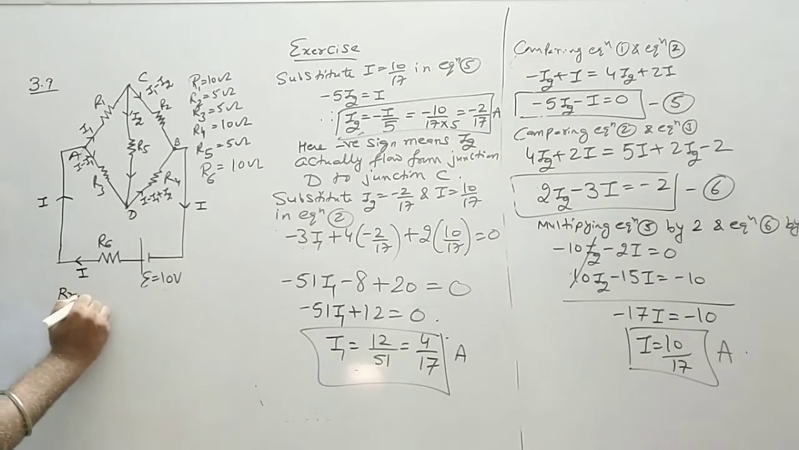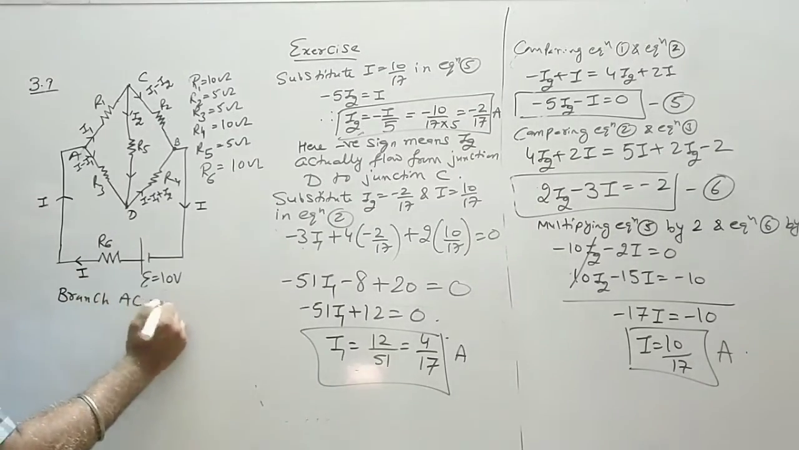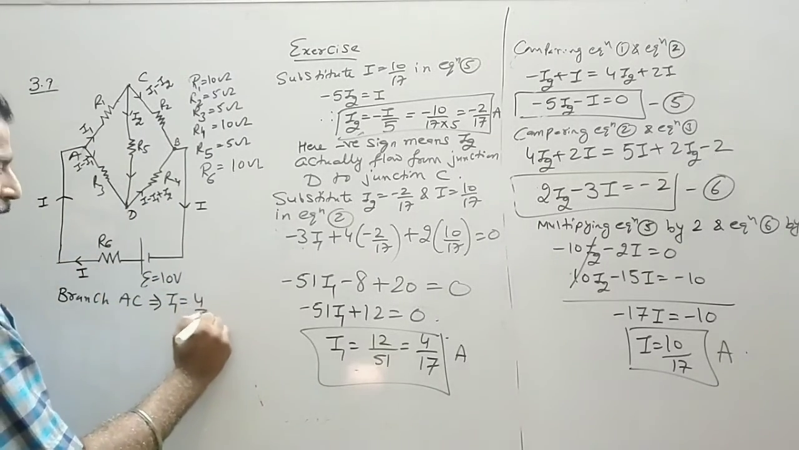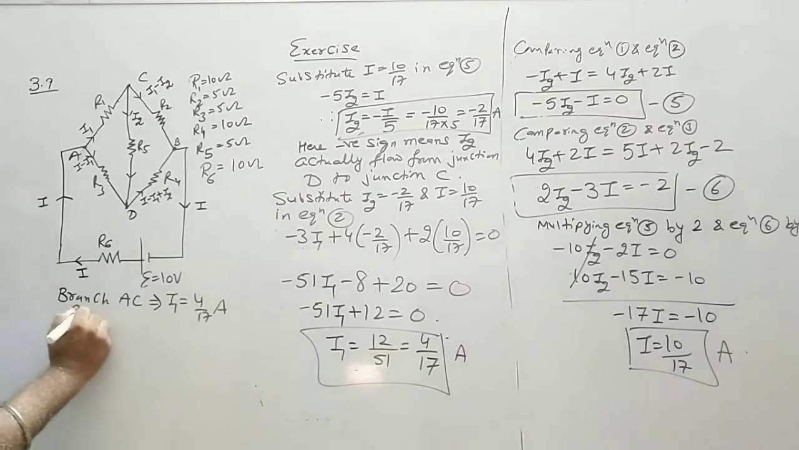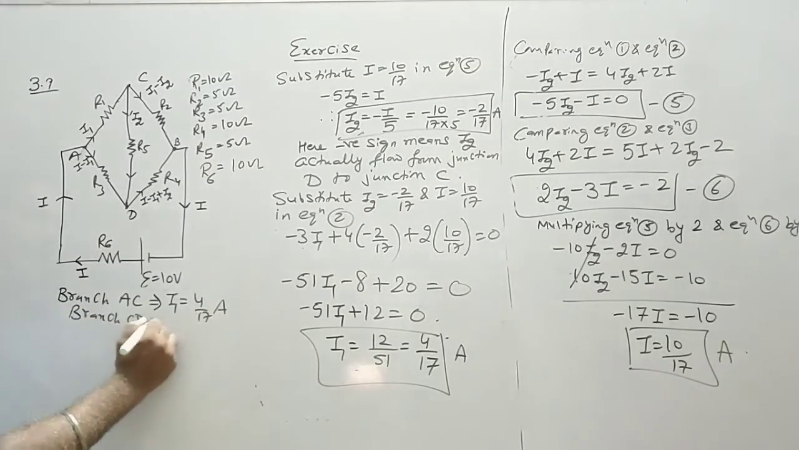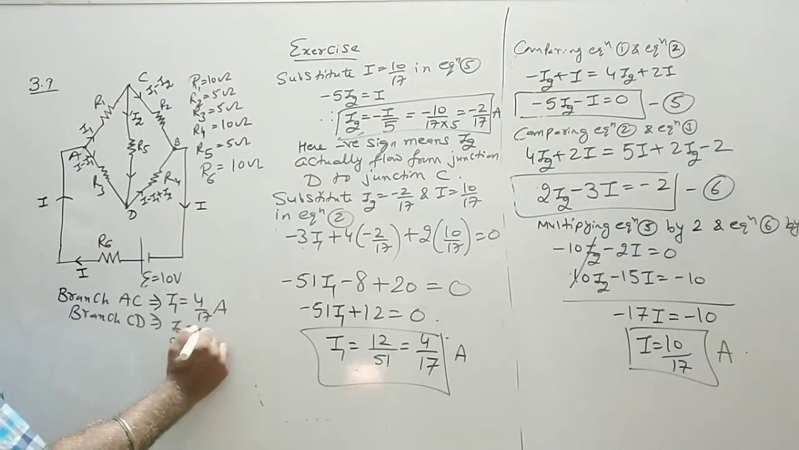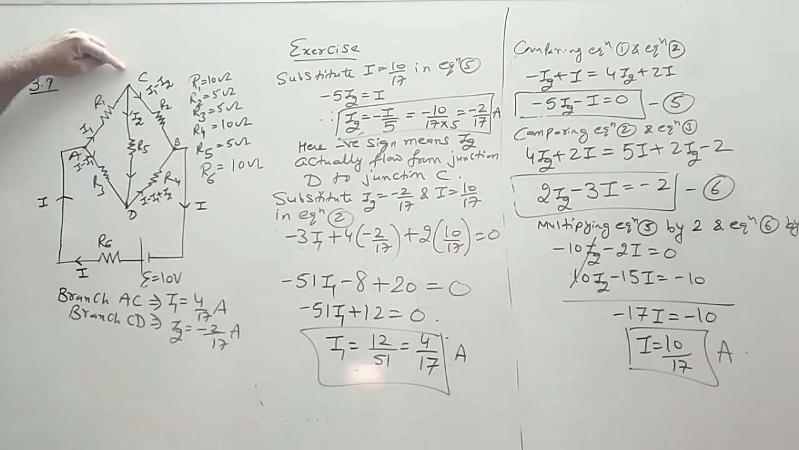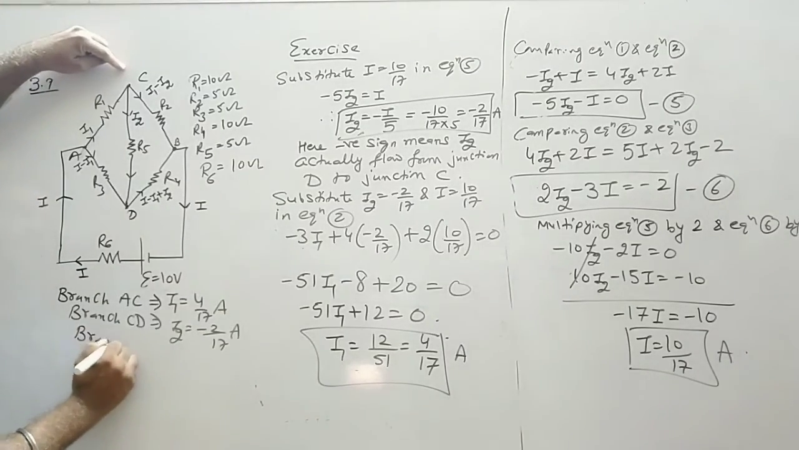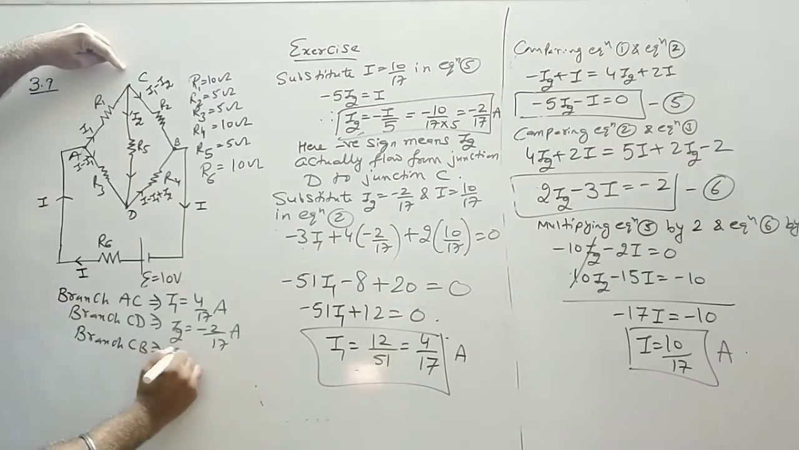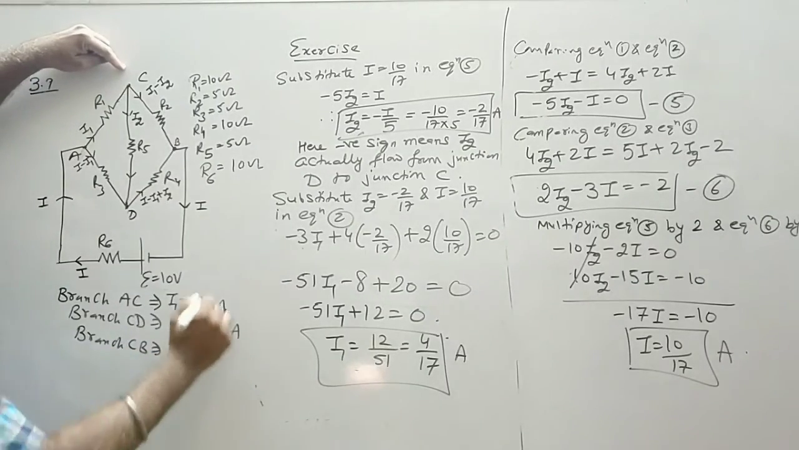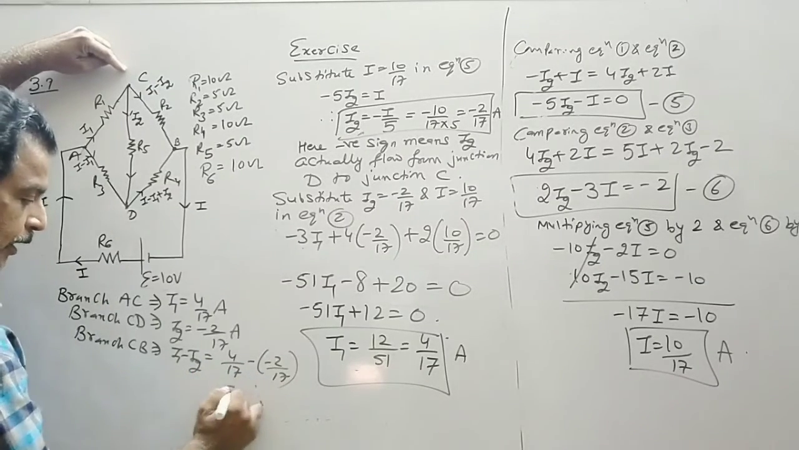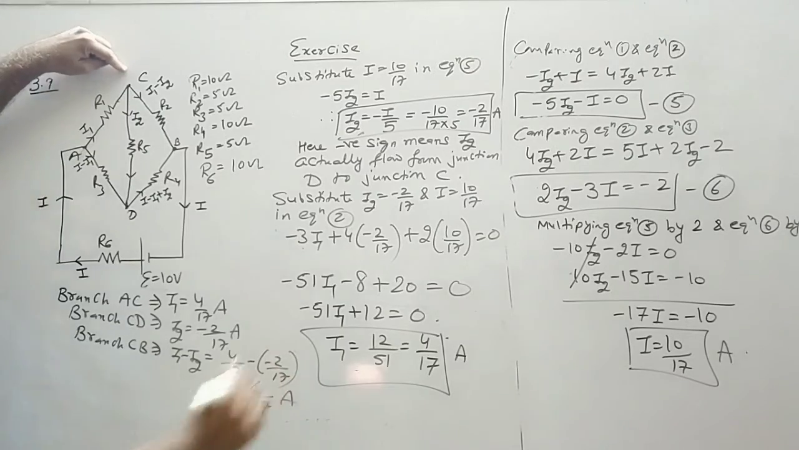So branch AC. So AC branch is I1, so I1 is equal to 4 upon 17 ampere. Branch CD, that is I2, it is minus 2 upon 17 ampere. Similarly, branch CB, that is I1 minus I2, so this can be written as 4 upon 17 minus of minus 2 by 17, so that is 6 by 17 ampere.